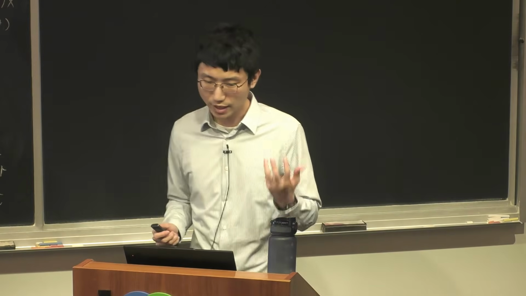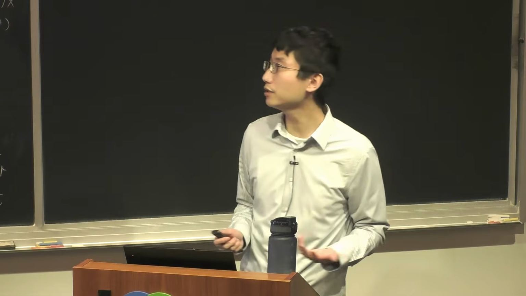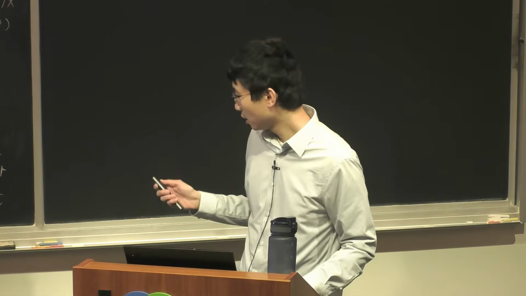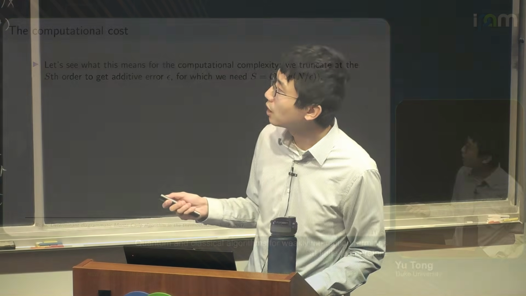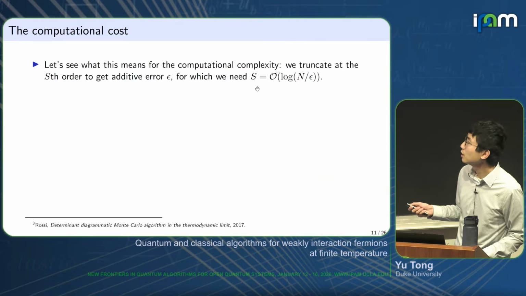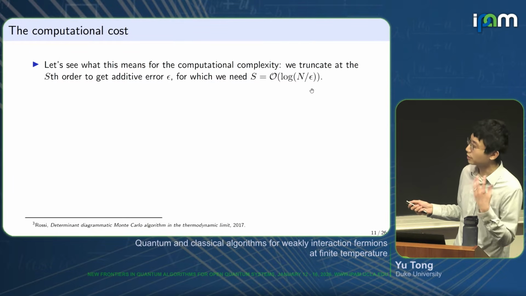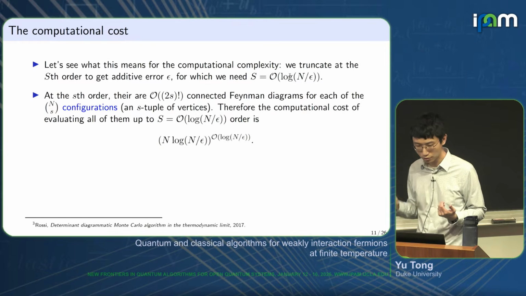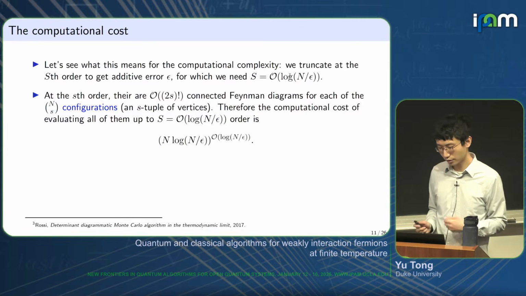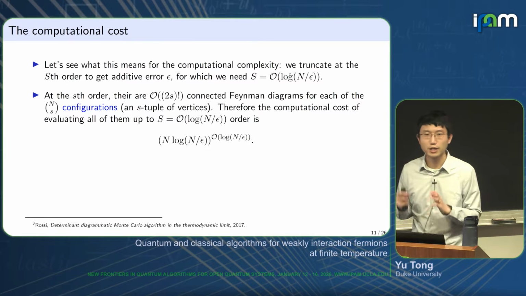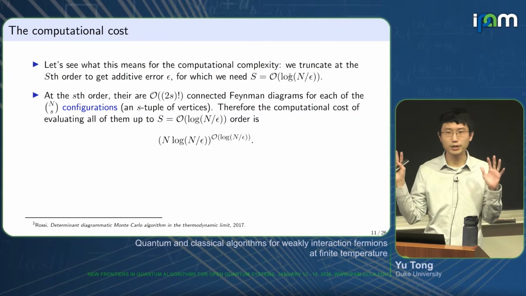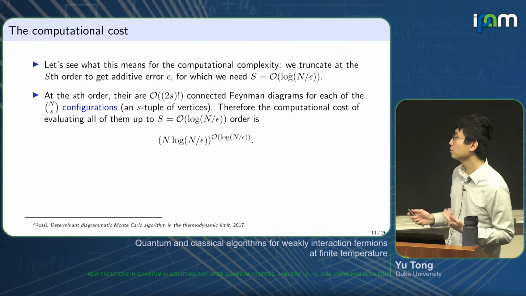So for this very nice setting where you have convergence, let's say what is the computational cost? You want to compute to additive error epsilon. So you truncate at s order, which is on the order of log of n over epsilon. The most direct approach is, at every order, to sum up all the Feynman diagrams. So let's just do that.